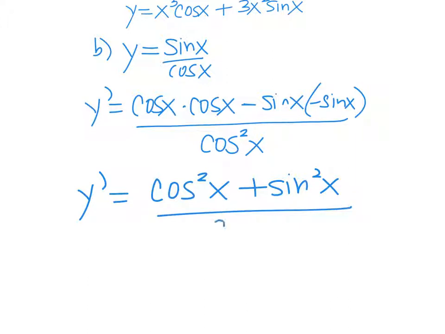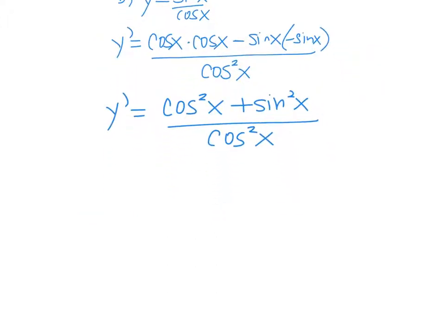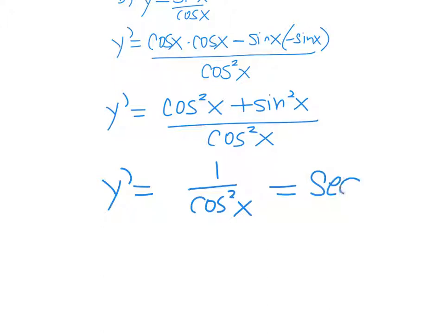Do you recognize that? What is cosine squared plus sine squared? It's 1. That's the one identity you remember, right? So this is 1 over cosine squared. And what is 1 over cosine squared? It's secant squared.